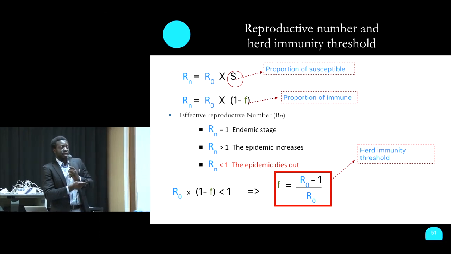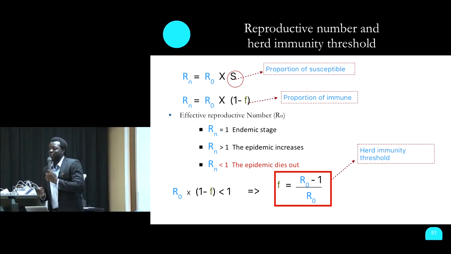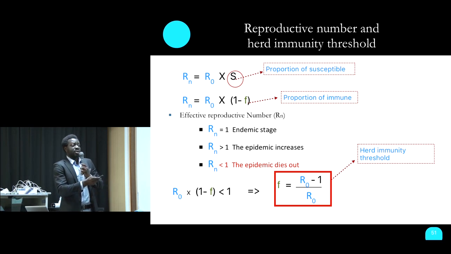So there is a lot of mathematical formulas here, but I will try to make it very, very simple for you. Remember I said that the effective reproduction number is just the basic reproduction number multiplied by the proportion of those who are susceptible. And this proportion here can be written in another way. The proportion of susceptible is, because it's a proportion, the maximum is 1. It is 1 minus those who are immune in the community. So we have this formula here.